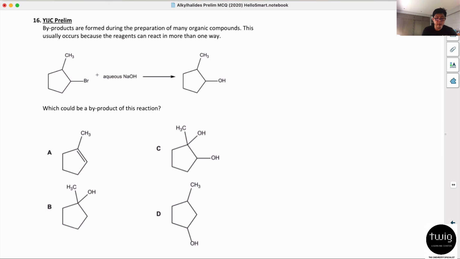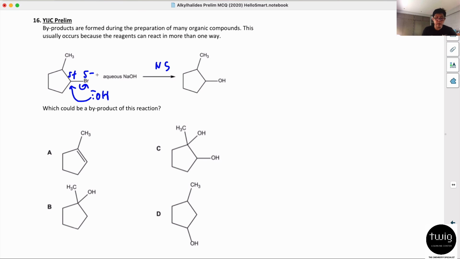Byproducts are formed during the preparation of many organic compounds. This usually occurs because the reagents can react in more than one way. So in this reaction, in fact, it is nucleophilic substitution. OH minus actually attacks the carbon over here because it's delta minus, delta plus, and probably kicks out the Br. So this is nucleophilic substitution, where OH minus is the nucleophile. Which could be a byproduct of this reaction?